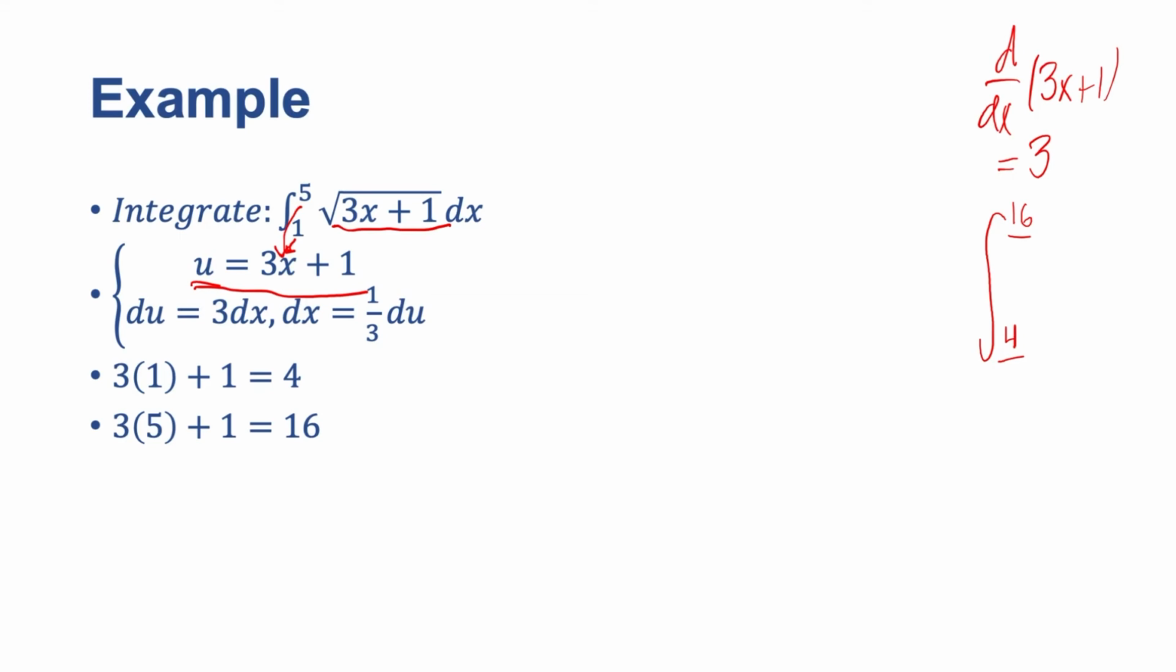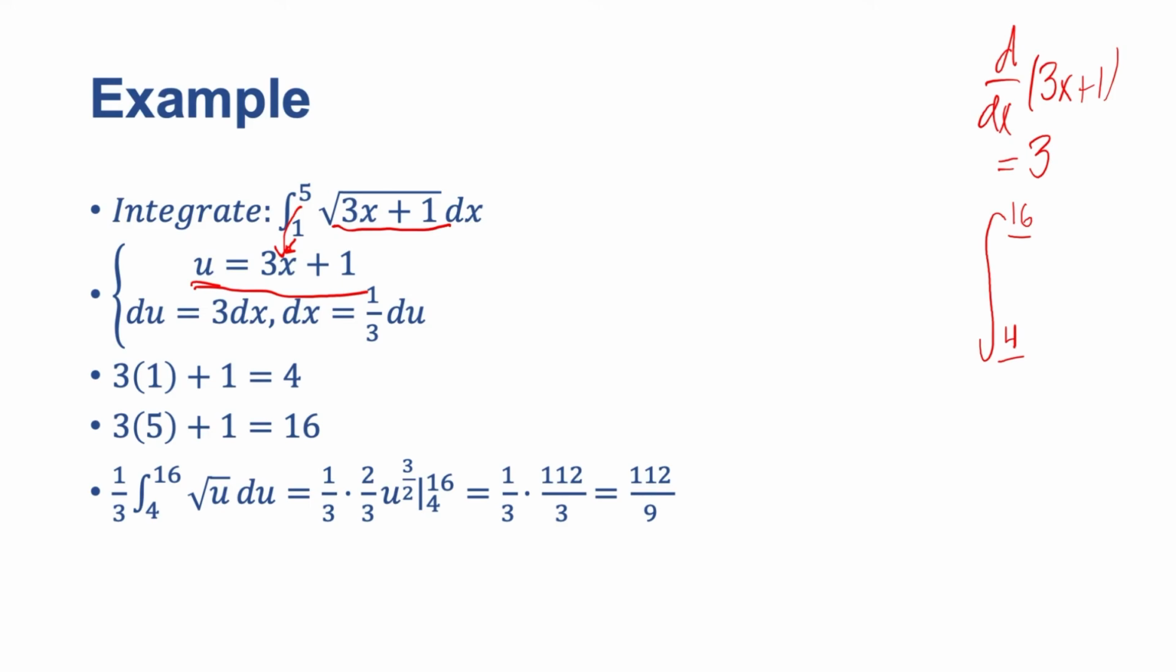So now we'll be left with 1/3 times the integral from 4 to 16 of the square root of u du. Of course, that means that we get 1/3 times 2/3 u to the 3/2 evaluated between 4 and 16. The rest is just simple algebra, and that leaves us with 1/3 times 112 over 3, which is equal to 112 over 9.